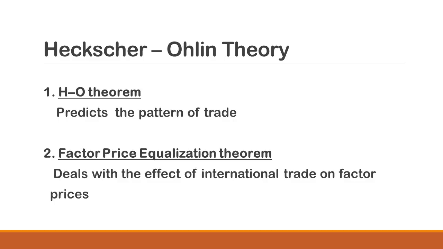Heckscher-Ohlin theory has two parts. First portion is Heckscher-Ohlin theorem, which concentrates on the pattern of trade, or it examines what forms the basis of comparative advantage. And second portion is the factor price equalization theorem, which is actually considered as a corollary to Heckscher-Ohlin theorem, and it focuses on what is the impact of international trade on returns to factors of production or factor rewards.